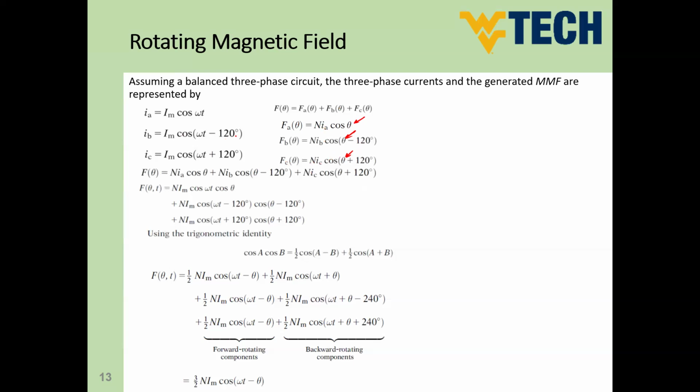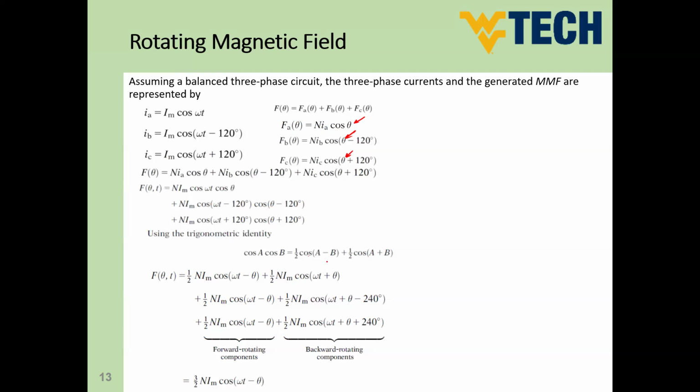and replace IB by I maximum cosine omega t minus 120, and so on. So we will have N I maximum cosine omega t cosine theta, plus N I maximum cosine omega t minus 120 times cosine theta minus 120, plus N I maximum cosine omega t plus 120 times cosine theta plus 120. If you would like to replace every cosine A cosine B by half cosine A minus B plus half cosine A plus B, so we have here cosine cosine.